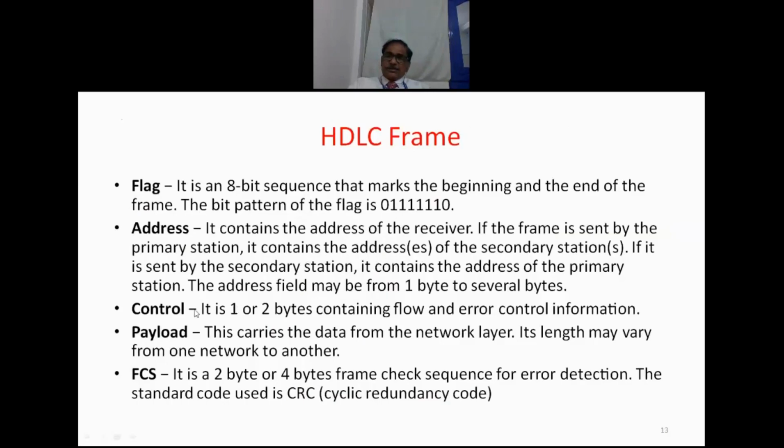Okay. The control field, 1 or 2 bytes, just indicates the type of frame. What type of data or what type of frame it is will be indicated by this. That we will see a little later. The payload is the data, then the frame check sequence.